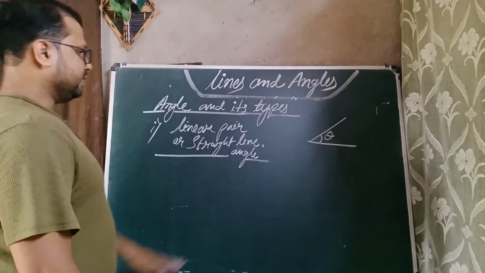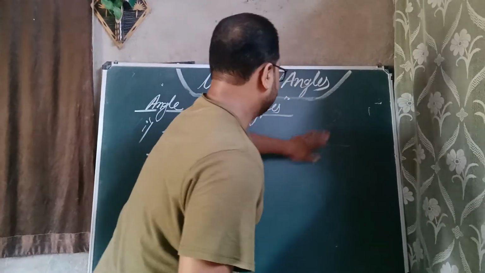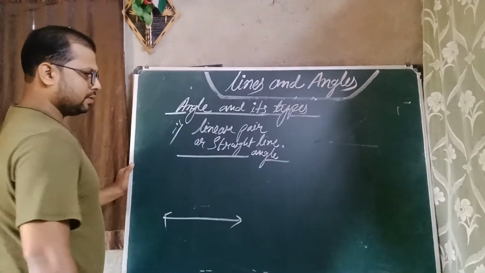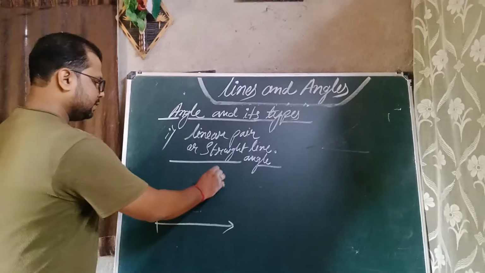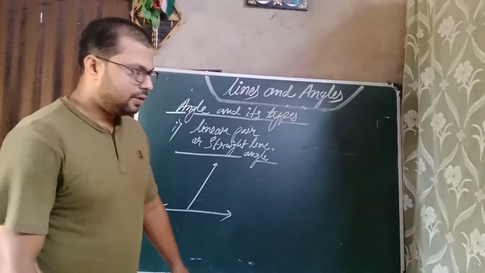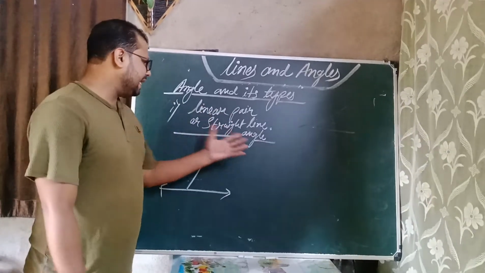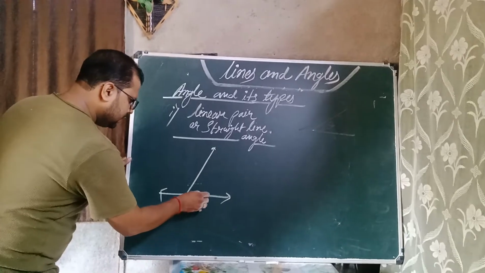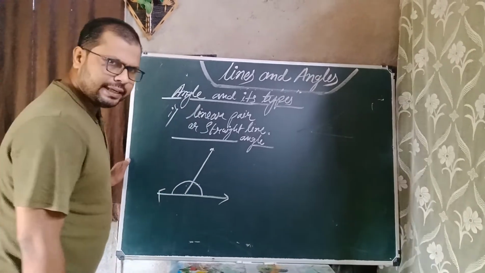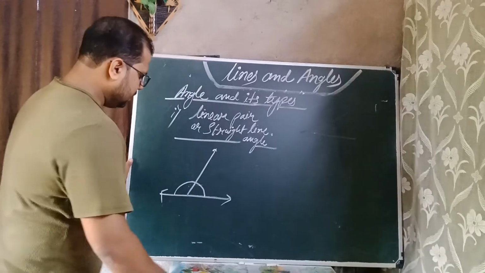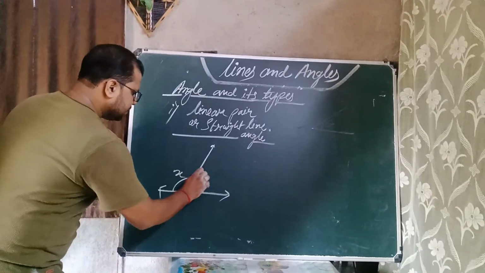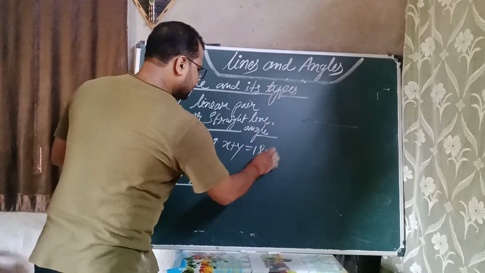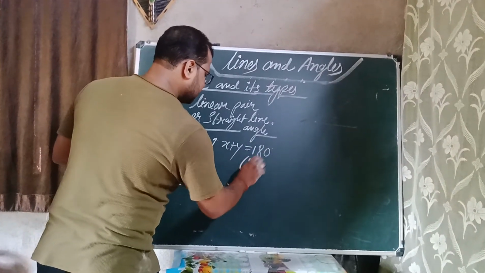For the first part I have written. What is this? When we draw a straight line, students, linear pair or straight line angle, what is it actually? I have drawn a straight line. That means the total angle would be how much? 180 degrees. You know that? Okay, suppose this angle is x and this angle is y. So what can we write? We can write x plus y is equal to 180. In bracket you must write down linear pair.